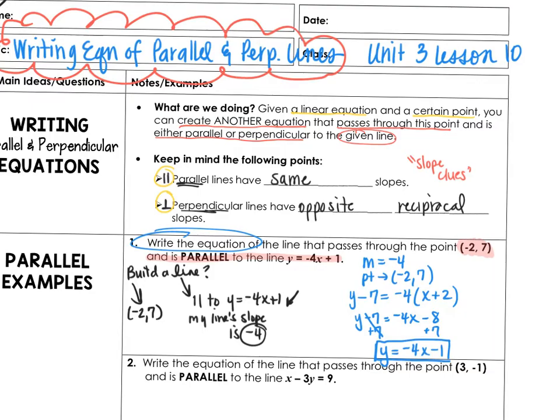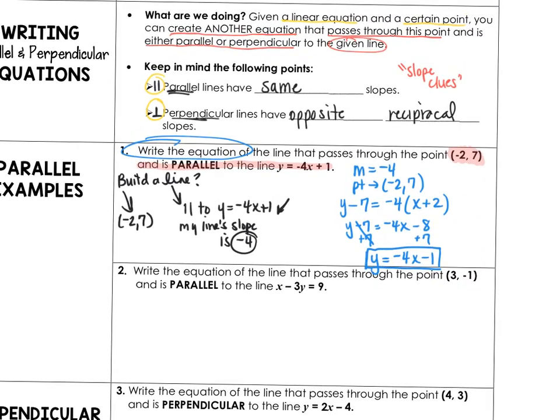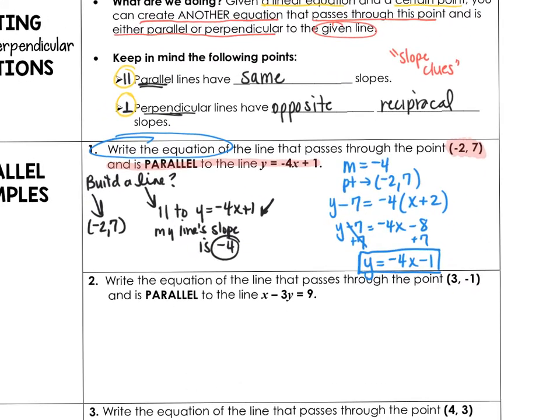Let's do another one, another parallel. Write the equation of the line that passes through the point 3, -1. So the line I need to create passes through this point and is parallel to this line. All right, so what do I know about my line? I know the point is 3, negative 1. Do I know the slope of the line I'm trying to build? Not yet, but I can find it because the line I'm trying to build is parallel to this line, and that's my slope clue.